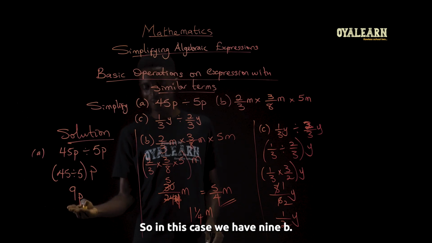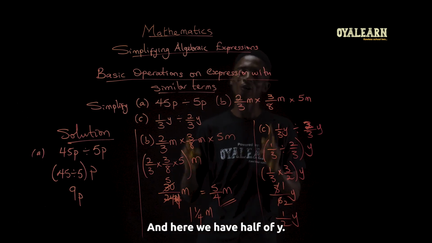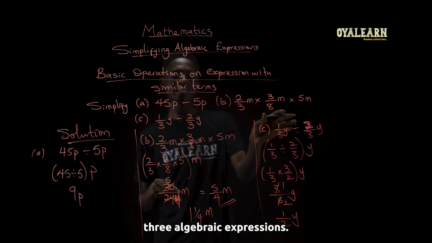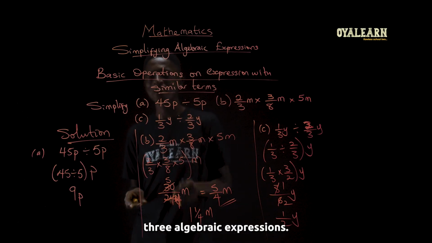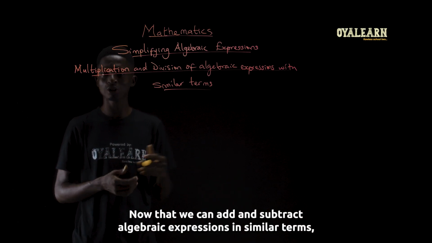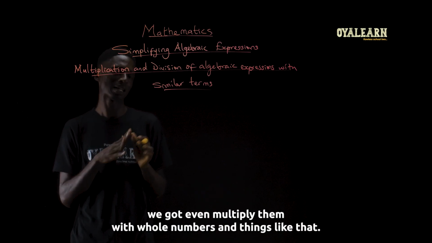Okay, so in this case, we have 9p. Here we have 5 over 4 of m, and here we have half of y as the simplest term of these 3 algebraic expressions. Now that we can add and subtract algebraic expressions in similar terms, we can even multiply them with whole numbers and things like that.